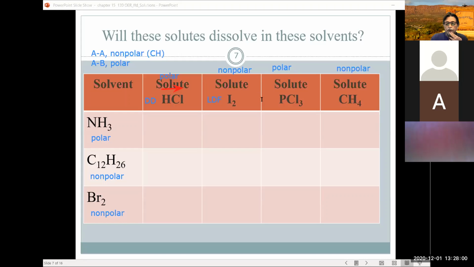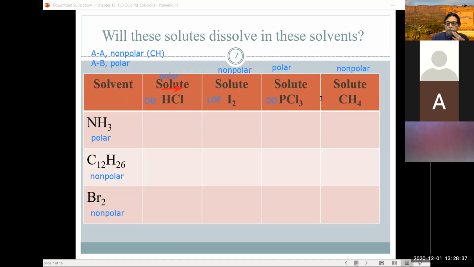Then we have PCl3. What forces do we have here? Well, it can't be London, right? Because it's polar. We just determined it's polar. And so what I'm left with is either hydrogen bridging or dipole. Can it be hydrogen bridging? No. Why? Because there's no hydrogen there. It's phosphorus and chlorine, right? So what is left? Dipole, okay?